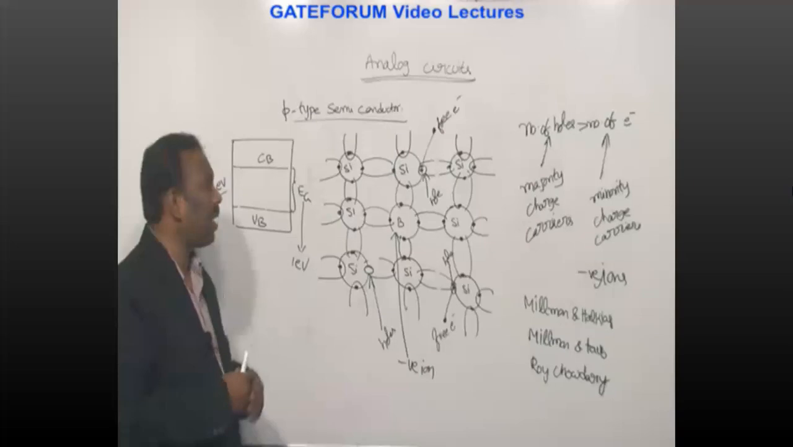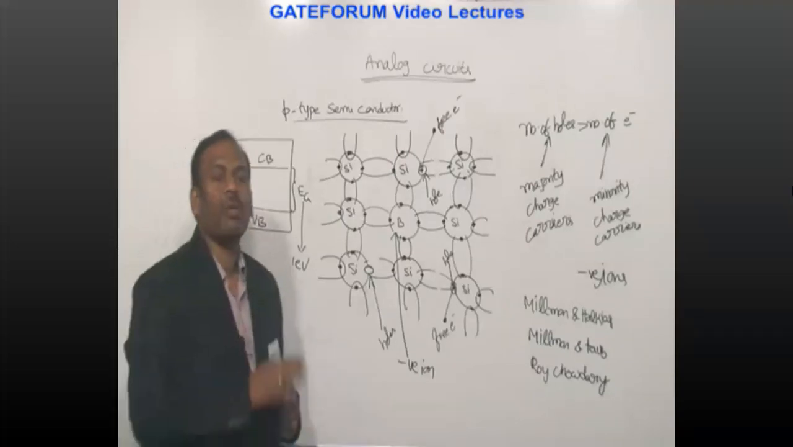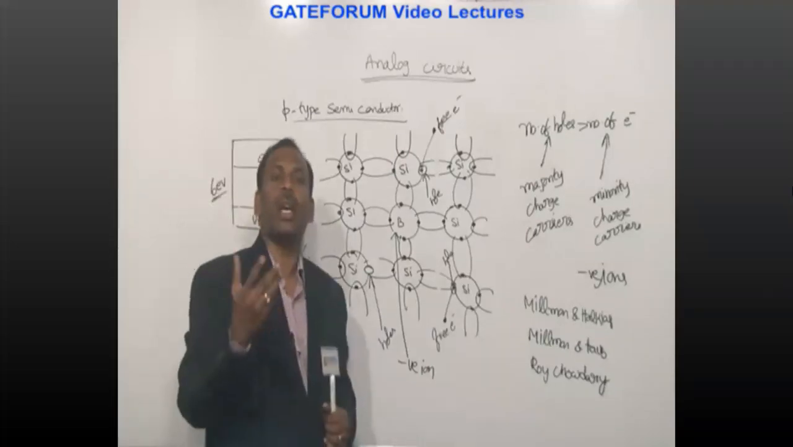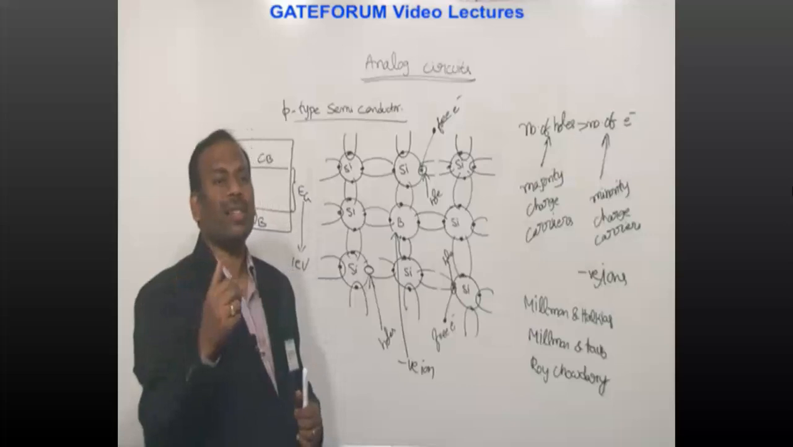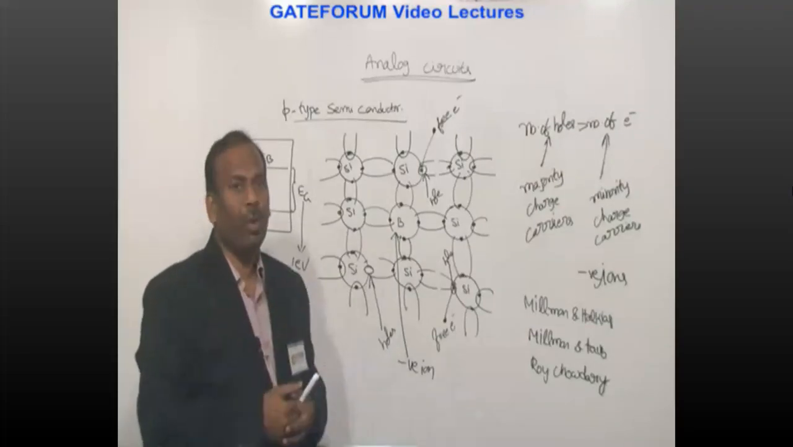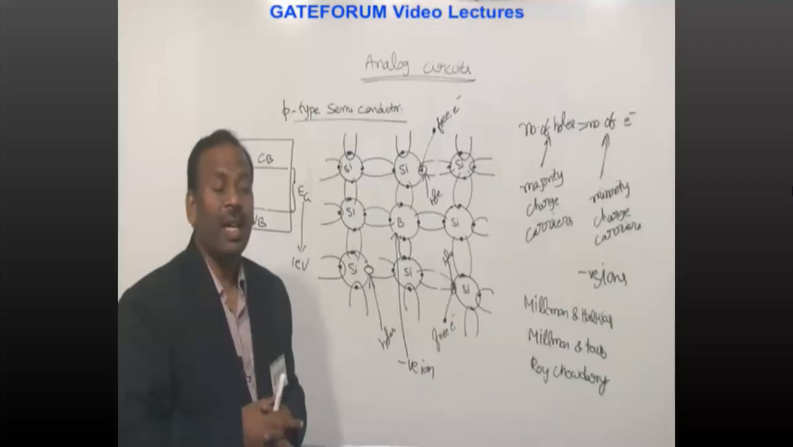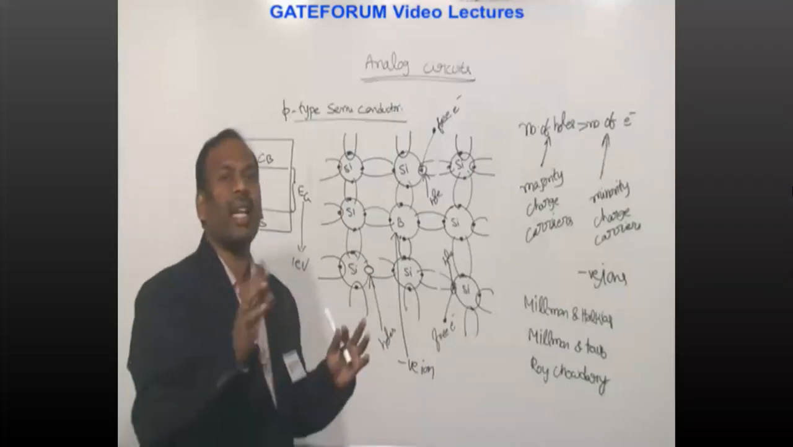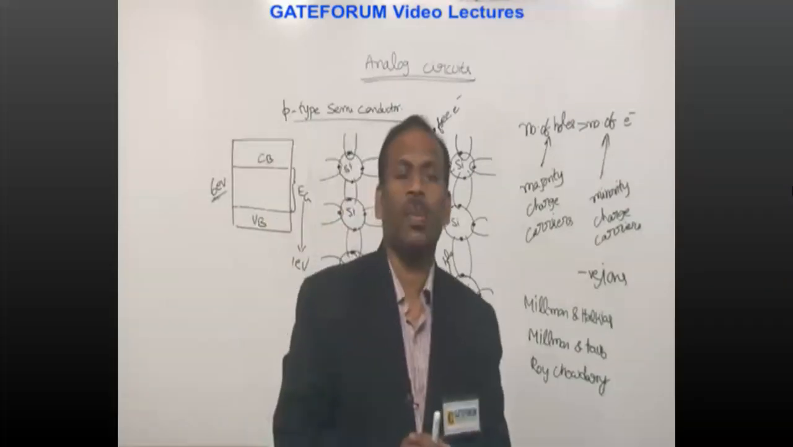Coming to conductors, both the conduction band and valence band overlap with each other. There is no concept of valence electron and free electron. All electrons are free electrons, so conductivity is very large. Clear? Based on the energy band diagram, they can be classified.